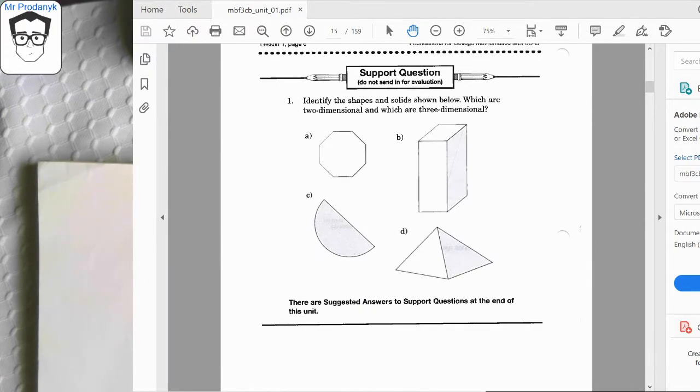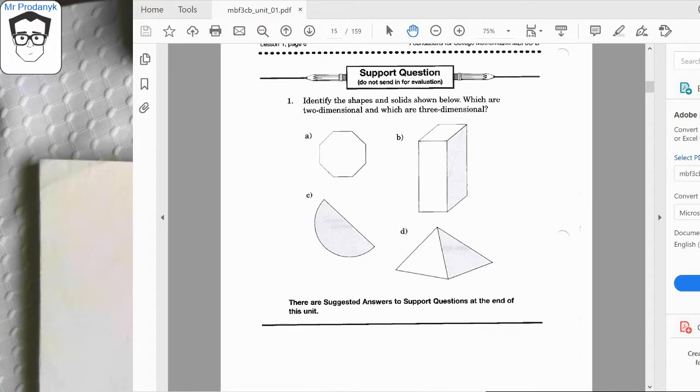Okay, so getting on to the first support questions, and again, these support questions usually have fairly decent solutions at the back of each of the booklets. They're worked out to a certain degree or not, but this is just a video to maybe help walk you through these.